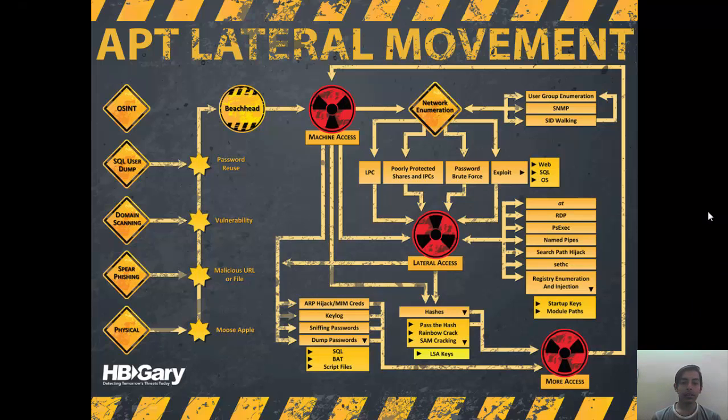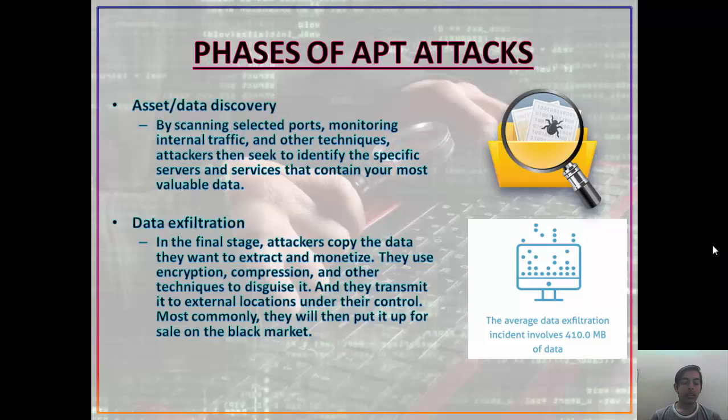Moving on. Now, the fifth phase of an APT attack is asset or data discovery. Suppose I perform lateral movement and have gained access to 100 different systems within an organization. By scanning selected ports, monitoring the internal traffic, and other techniques, attackers then seek to identify the specific servers and services that contain your most valuable data.